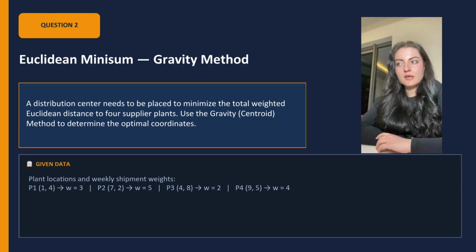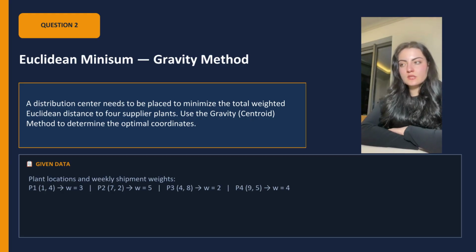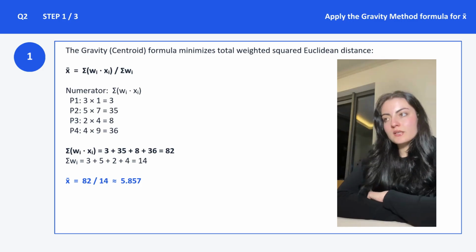This time the problem is based on Euclidean distance, which means straight line distance. So unlike question 1, we are no longer using absolute values and weighted medians. Instead we use the gravity method, which finds a weighted center based on the supplier coordinates and their shipment weights. To find the x-coordinate of the gravity center, we use the weighted average formula. We multiply each x-coordinate by its weight, add everything, and divide by the total weight. From the data, the weighted x-sum is 82 and the total weight is 14.